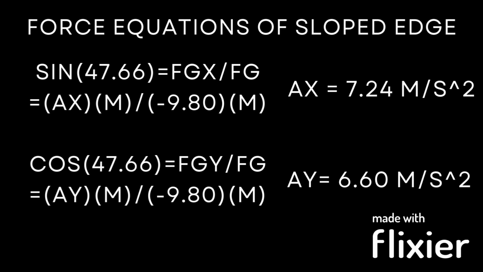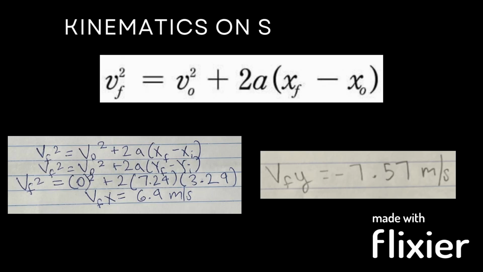And then we can use kinematics in order to find the velocity at the edge of the slope. And by plugging into the equation, velocity final squared equals velocity initial squared plus 2a times x minus x initial, we find that the velocity final x is 6.9 and the velocity final y is negative 7.57 meters a second.